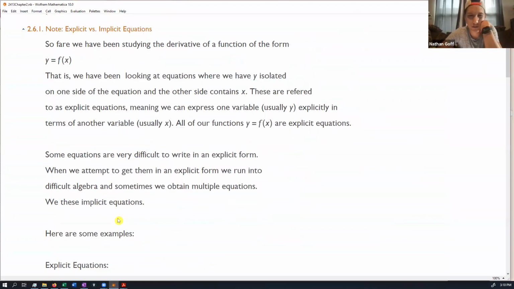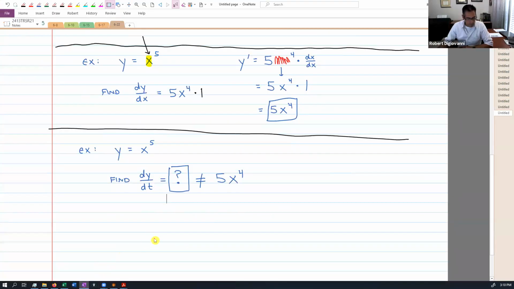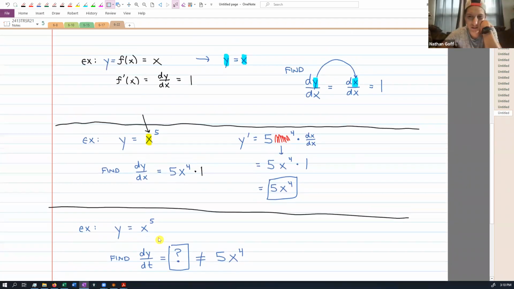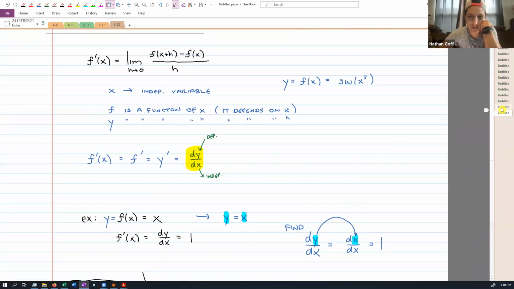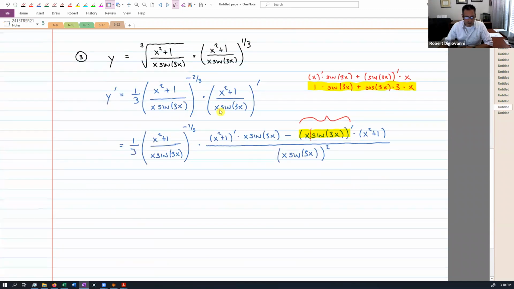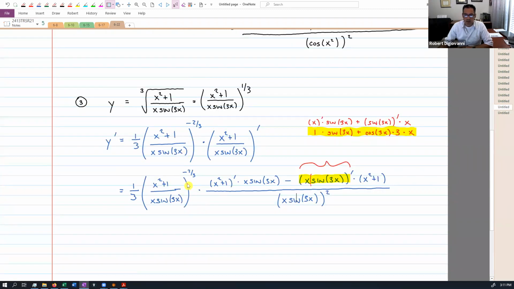Wait, what about the answer for number 3? For which one? For number 3, did we not get that one? On the problems I asked you all to do? This you mean? Oh, never mind. Sorry. Yeah, I didn't finish it. This yellow part goes here, and then you have to take the derivative of that still, but I didn't finish it. Is that what you were referring to, Nathan, or no? Yeah. Okay.